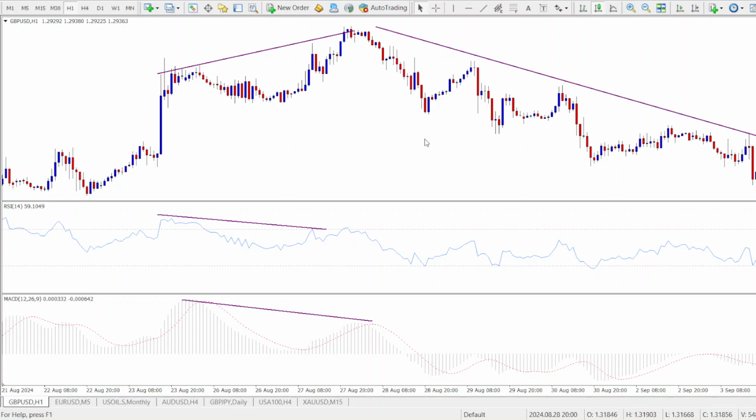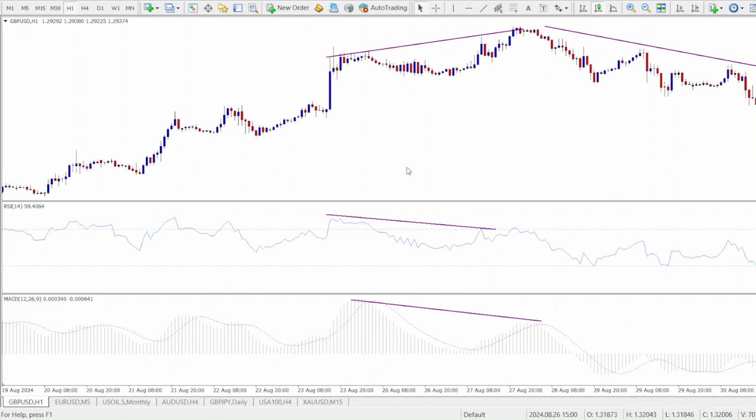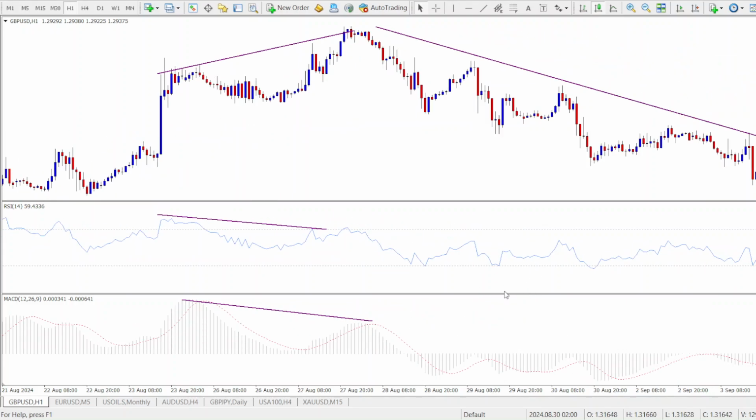Okay. But in the case whereby we had price making lower lows, right, lower lows, but then we had the indicators making higher lows. In that situation, it's going to be a bullish divergence. Okay, this is a bearish regular divergence, and that's going to be a bullish regular divergence.